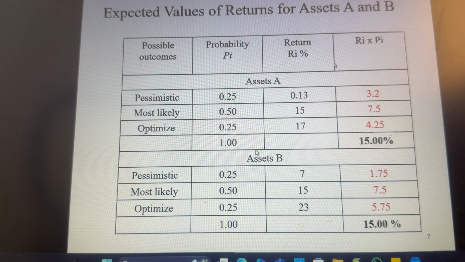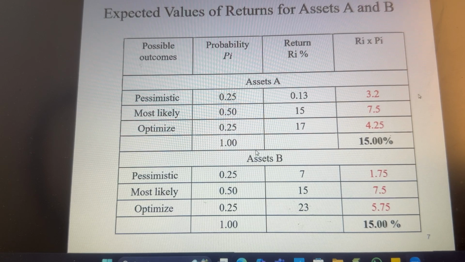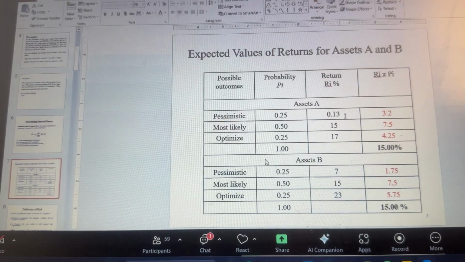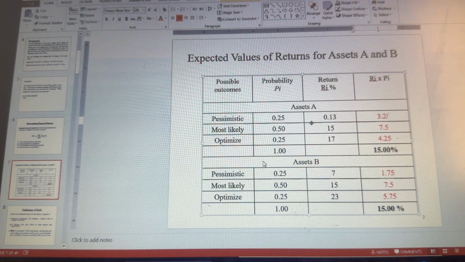How can we calculate it? We use the previous equation, Ri multiplied by Pi, summed over all the possibilities. That is what I have done. First I take each possibility and multiply Ri by Pi. If I take 13 percent directly and write 13 into 0.25, it comes to 3.25. But if you calculate without percentage, 0.13 into 0.25, what is the answer?